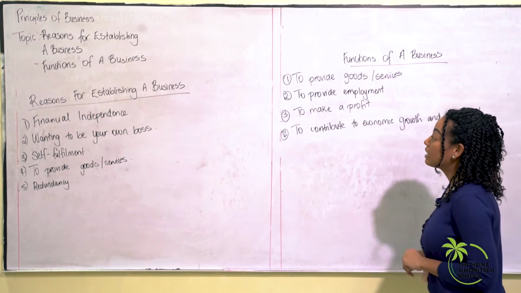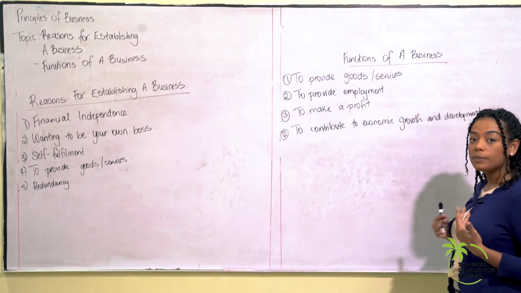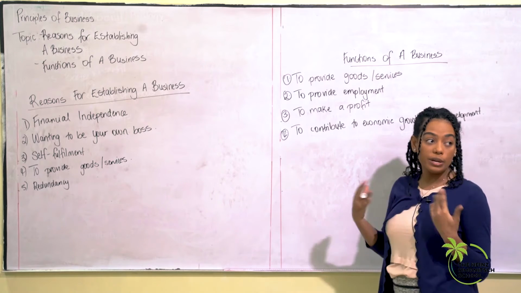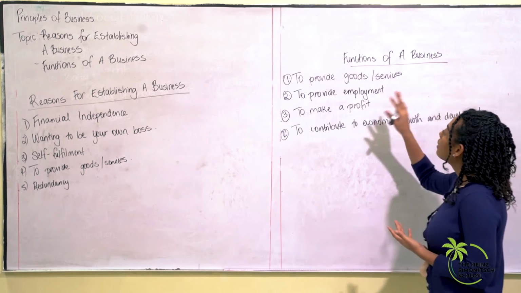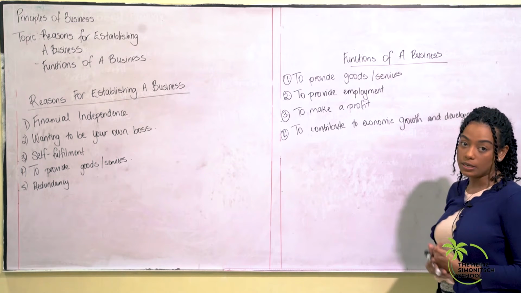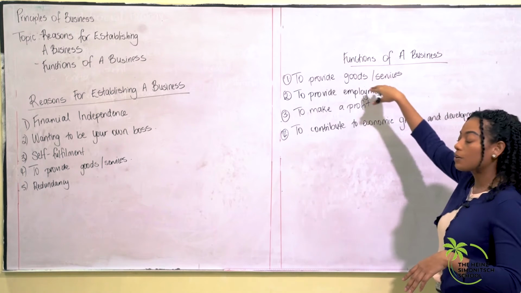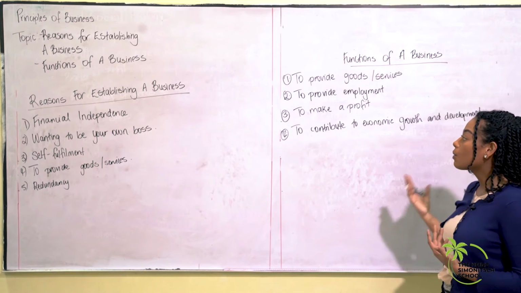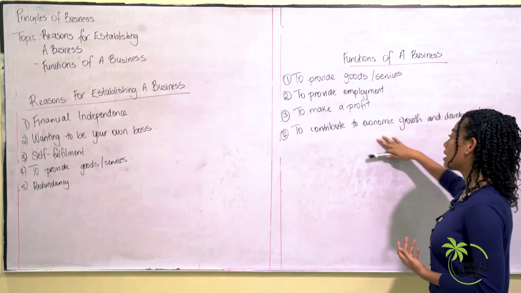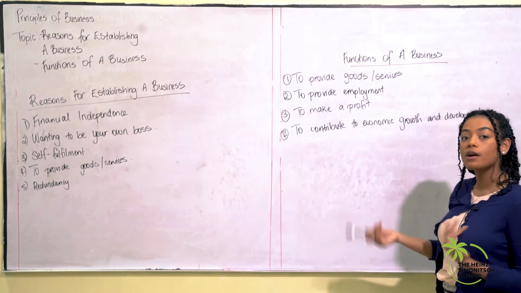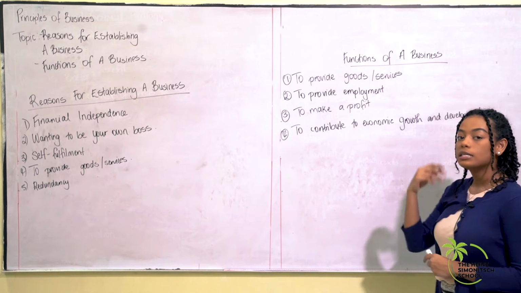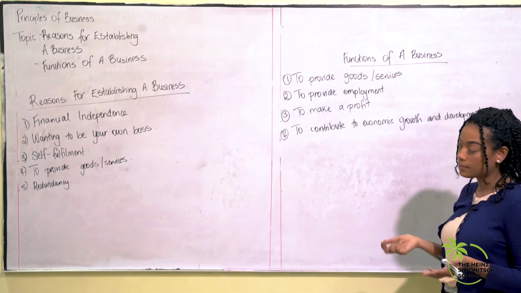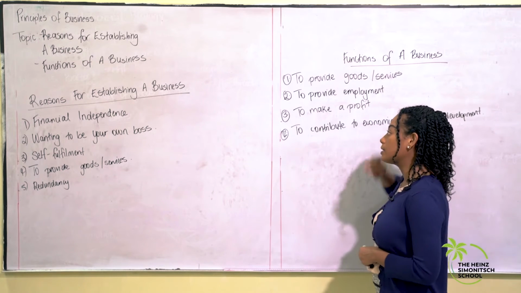Number 2 speaks to providing employment. All businesses provide employment for different persons, whether it be persons within the neighboring community to which the business exists, but the business must provide employment to other persons. This way, it creates jobs within the environment, within the country, within the society, and it also contributes to function number 4, which is economic growth. When persons are able to work, they're able to pay taxes, they're able to support different government services, and thus the country itself thrives.